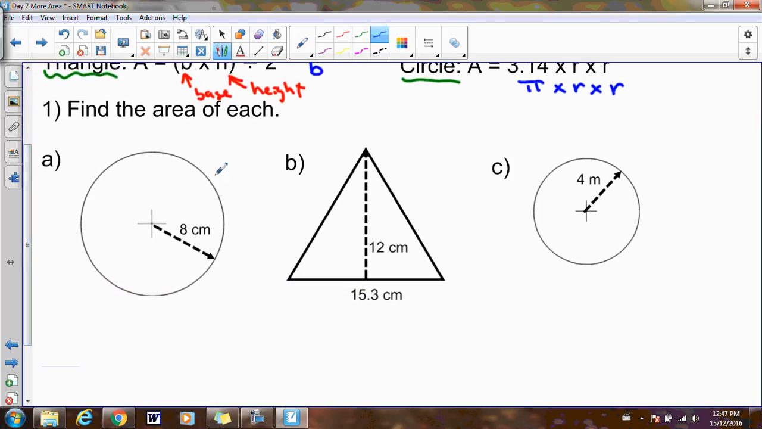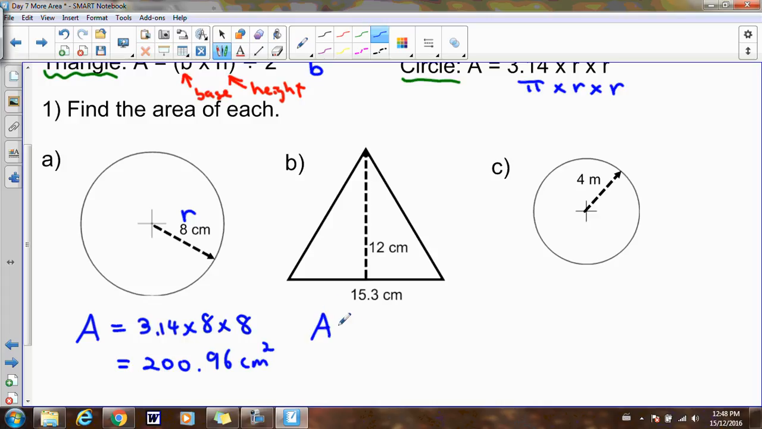So if we want to find the area of the circle in our first example here, we multiply 3.14 by the radius, but the radius here is 8, so we just multiply by 8 and multiply by 8 again, and you're going to get 296 centimeters squared. Remember, the area is always squared.